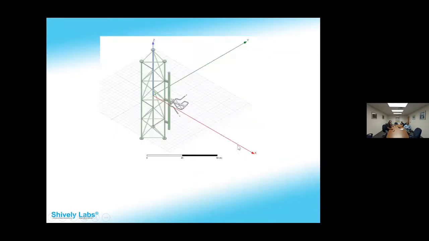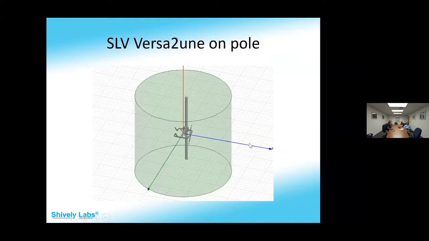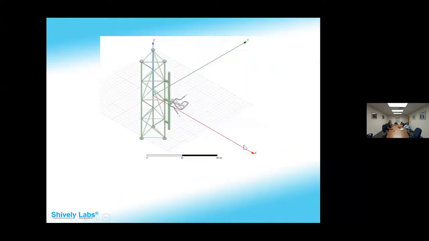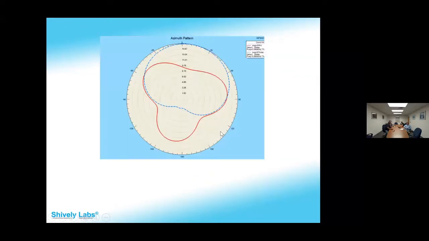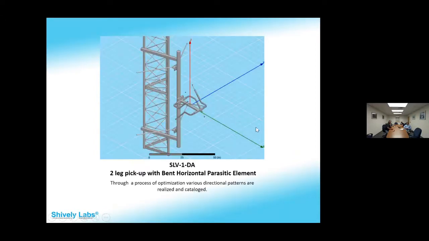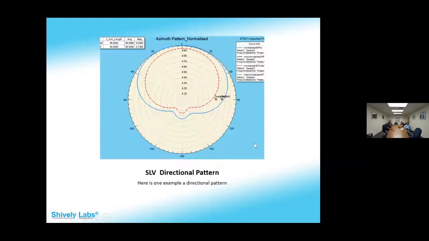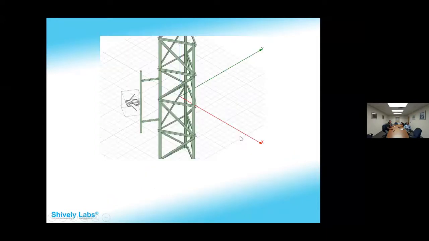So in this situation, you have a free space SLV on a pole, which yields this pattern, and then mounting it on a tower structure on the leg, you get something like that, which is not bad, but could perhaps be optimized. Distance off the tower leg can push these nulls in or pull them back out, so there's more coverage in these areas. And then the introduction of the parasitics, as you saw with the actual measured patterns, can produce patterns like this. But there's one particular arrangement I wanted to show.